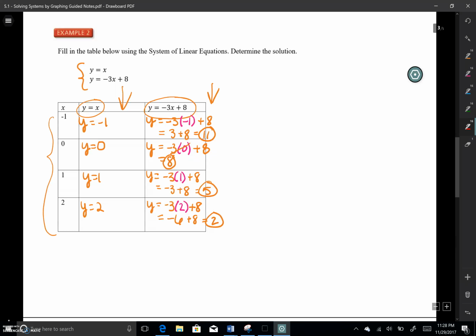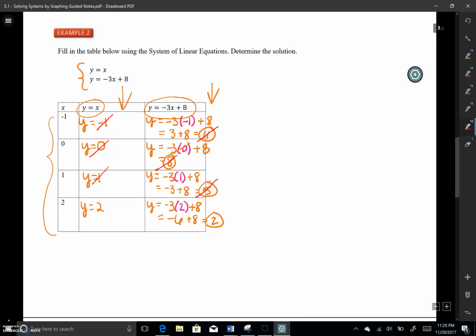For x equals -1, I get -1 and 11. Those are not the same. For x equals 0, y equals 0 and y equals 8. Those are not the same. When x equals 1, I get y equals 1 and y equals 5. Those are not the same.